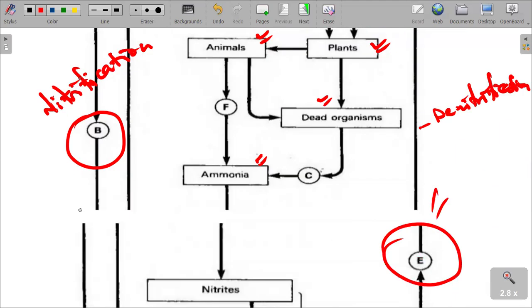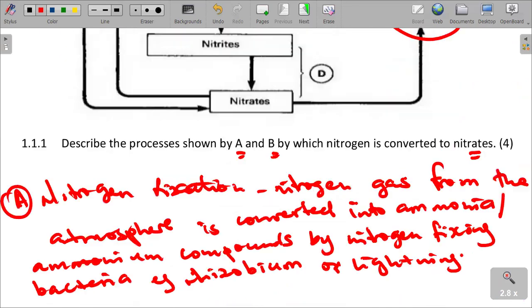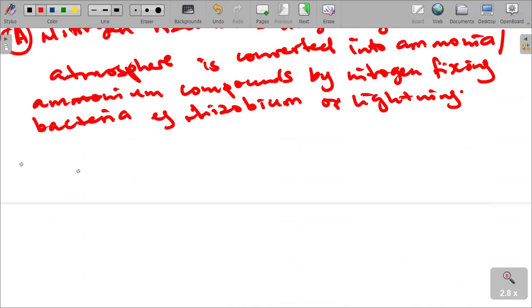So we need to explain what nitrification is. Ammonium compounds are converted into nitrites, then nitrates, by nitrifying bacteria. Nitrobacter, for example, is one of the bacteria that converts ammonium compounds into nitrites and then nitrates. So B is representing nitrification.